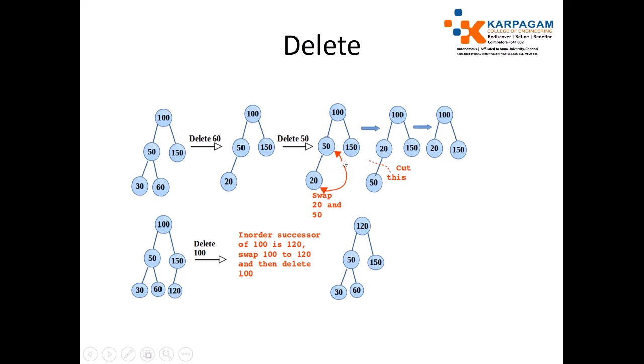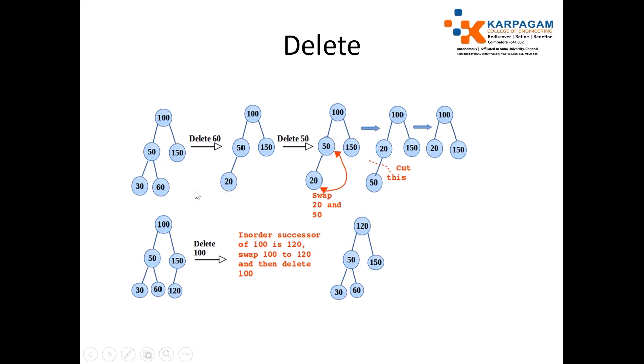Okay, that's all. If the node has a right child, for example, we have 70 here. Don't worry about 20, just ignore it. We have 70 here. If you wish to delete 70, just swap it and cut this. That's all. Cut the right pointer. Okay, so we have seen the condition.